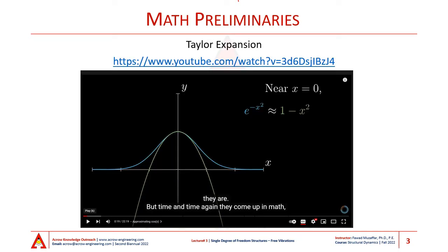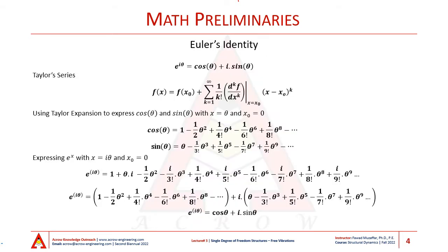Then I referred you to a YouTube lecture on Taylor expansion. I hope all of you had the opportunity to go through the lecture. It's a really useful concept. And then based on the Taylor expansion and polar representation of complex numbers in complex plane, we derived or we proved the Euler's identity.